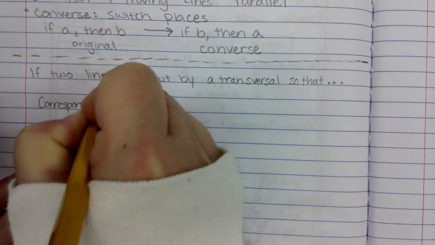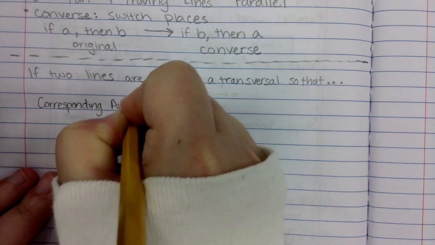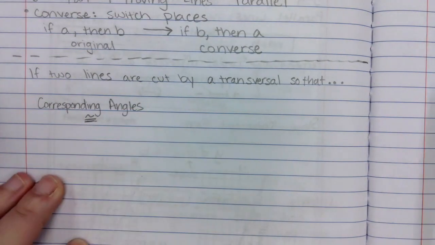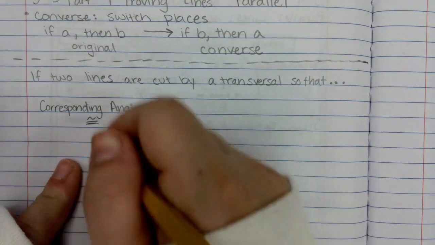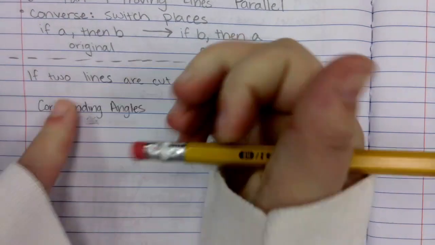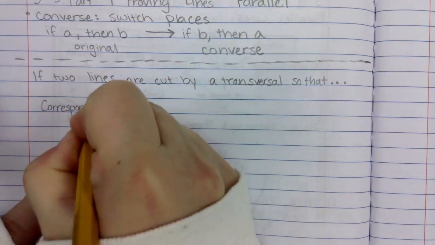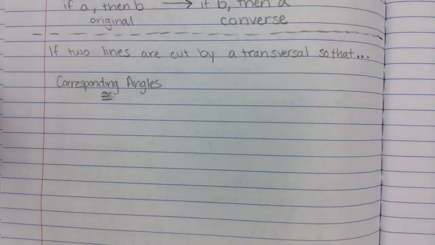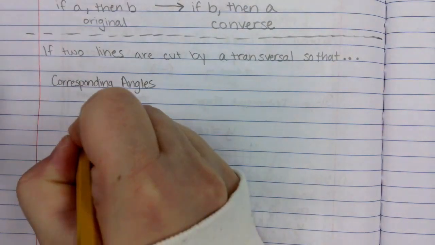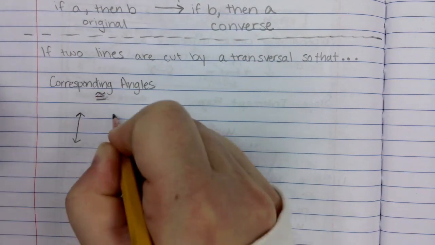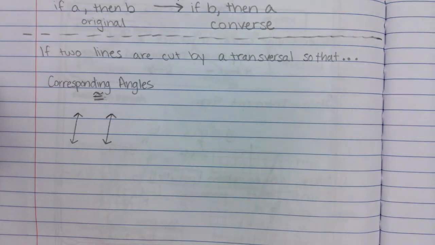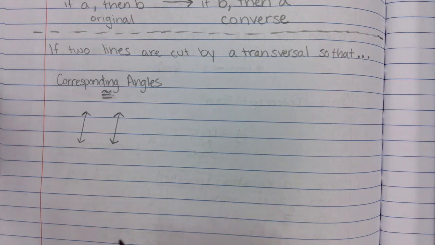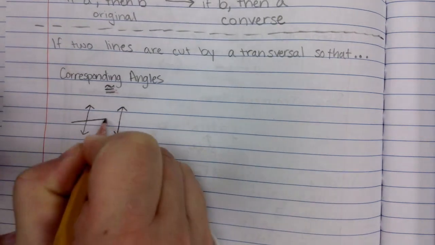Whoa, that's a weird looking congruent sign. Let me try that one more time. So corresponding angles are congruent. So we're going to have two lines. Do we know that those two lines are parallel? Nope, doesn't say so. And they're cut by a transversal, so they're cut through with a line. And we know some corresponding angles are congruent, so we're going to mark two corresponding angles on this diagram.